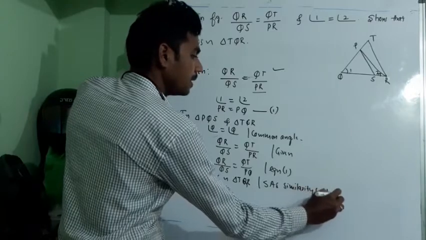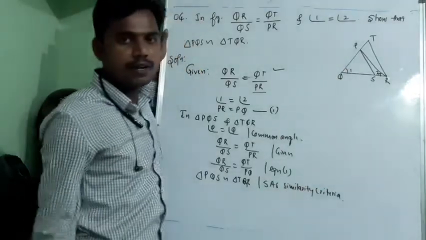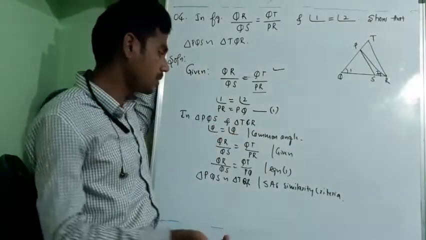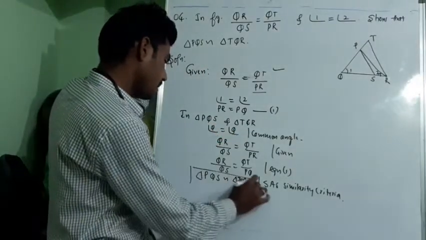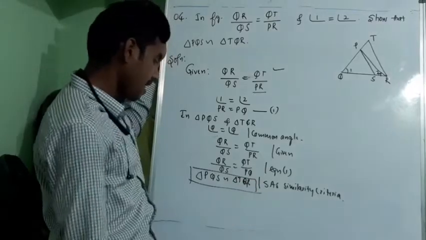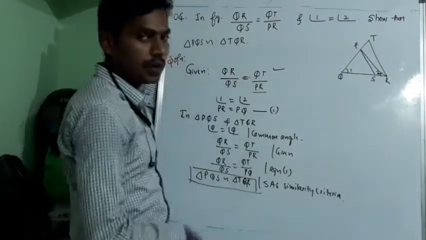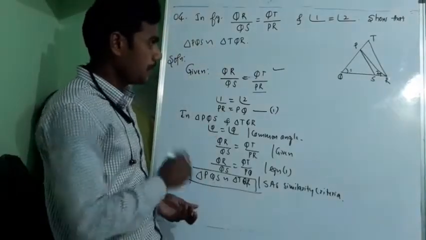Hope you understood. See, the angles are equal and their corresponding included sides are proportional. That is the reason, through SAS similarity criteria, triangle PQS is similar to triangle TQR. So we showed it. Please note this down.